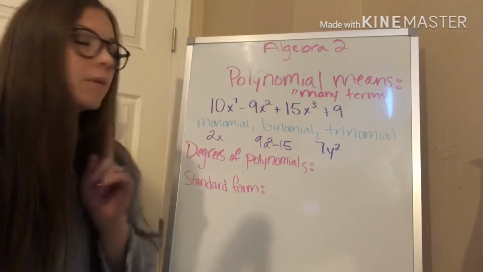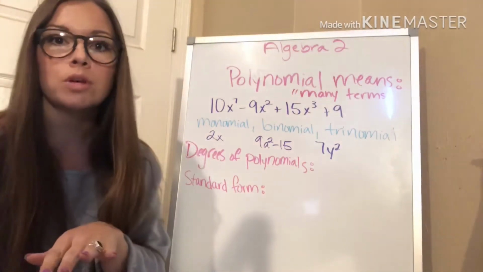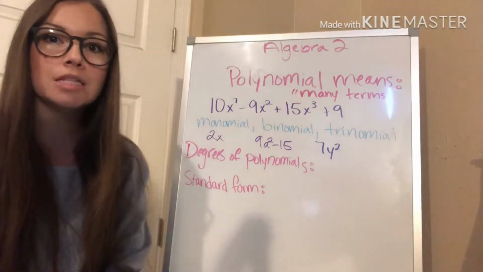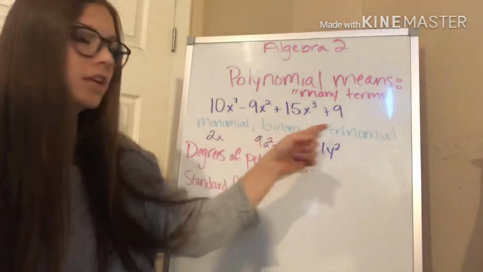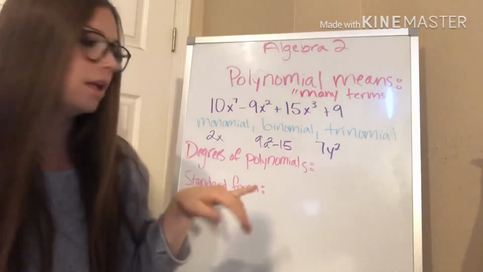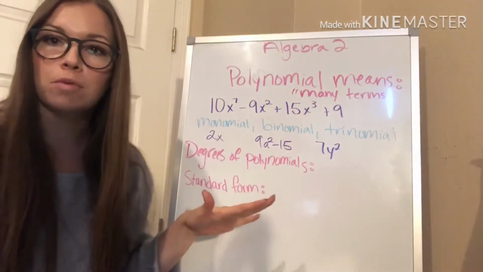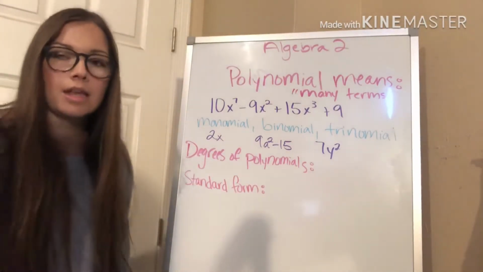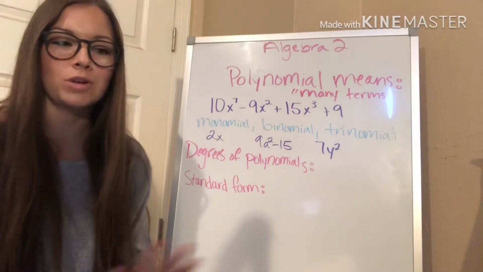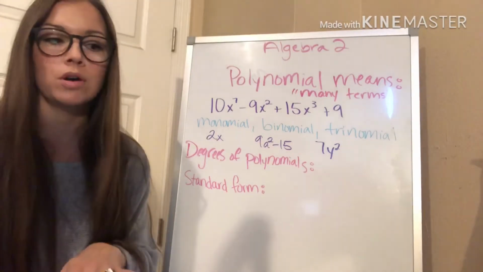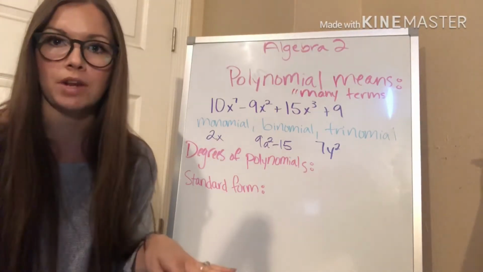We're going to talk about polynomials today. We're going to talk about what the word polynomial means, the different subclassifications of polynomials, and a little bit about finding the degrees of them and what standard form of them is. And we're going to do a little addition. We're going to do more addition and subtraction on Thursday's video.